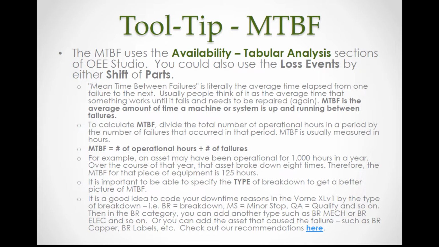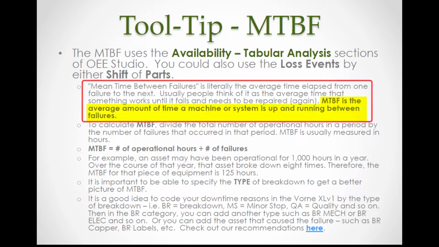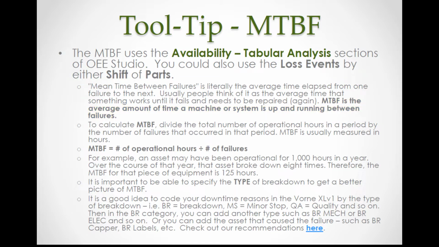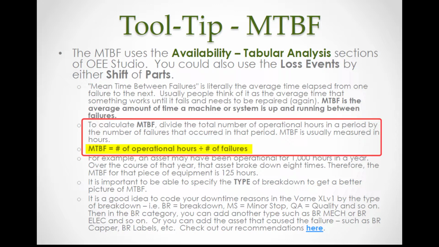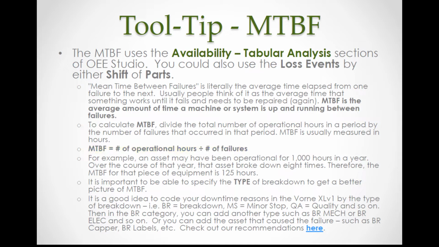Let's get an overall understanding of what we are trying to measure. As described in the tooltip, mean time between failure is the average time between failures. It measures the average time that something works until it fails. To calculate mean time between failure, we divide the number of operational hours in a period by the number of failures that occurred in that period. This will give us the mean time between failure as an hourly value, which is how it is usually represented.